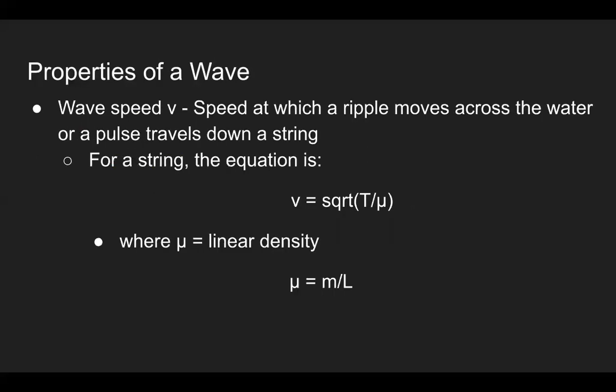But we are also missing a few more properties specific only to traveling waves. The wave speed is basically how it sounds, the speed of the wave. It could be the speed of ripples moving across the water if a pebble is dropped into a lake, or the pulse that travels down a string. The governing equation of the wave speed of a string is the square root of T over mu. Here, T represents the tension of the string and mu represents the linear density, which is considered as the mass per unit length.